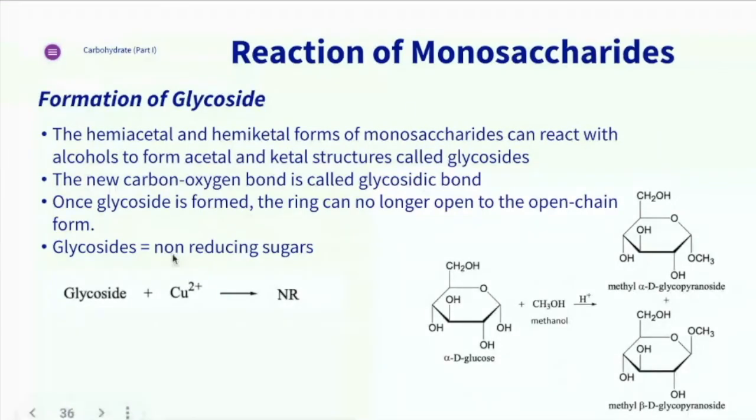So it is in the form of a non-reducing sugar. The glycoside is not able to reduce the copper ion to copper oxide. Let's see here, the glucose reacts with the alcohol. It will form methyl alpha-D-glucopyranoside and methyl beta-D-glucopyranoside. So this is the interaction with the alcohol. You should know that when a glycoside is formed, it no longer belongs to the reducing sugar class, because it is in a ring formation.